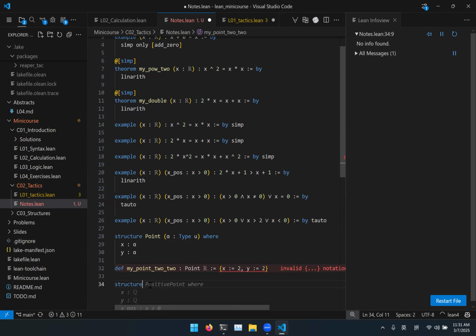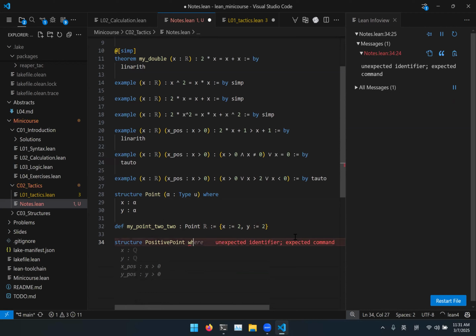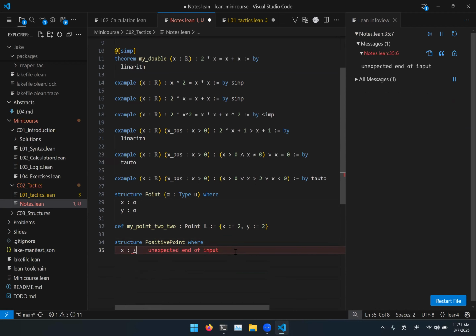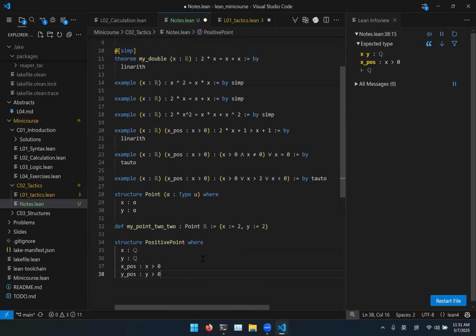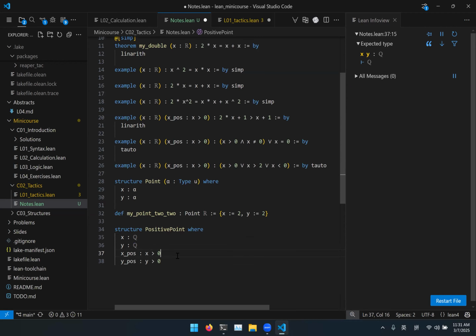For example, there's a more complex one. We call it PositivePoint. For example, we want each of the entries to be in the rational numbers Q. And in addition to this, we supply two proofs, two propositions, for this structure. The first one is x is a positive number, y is also a positive number.